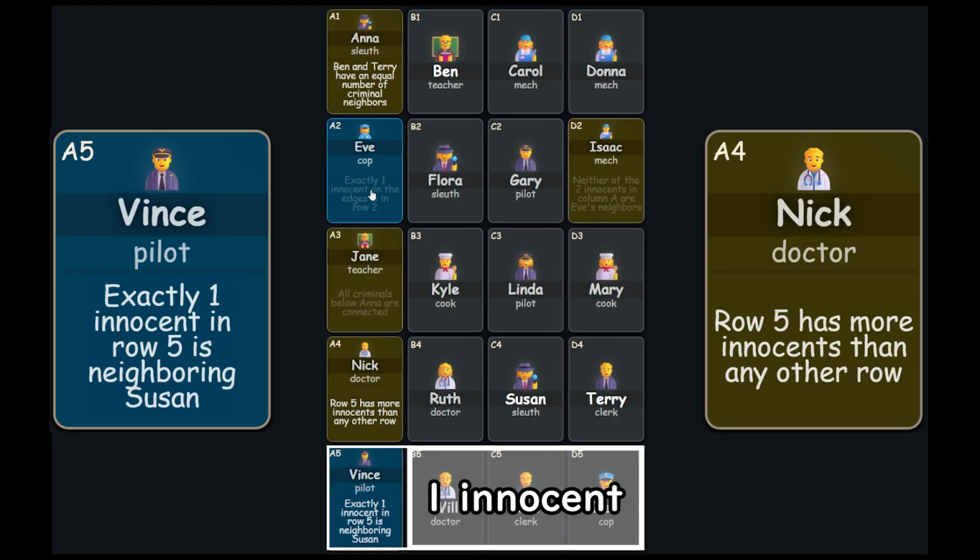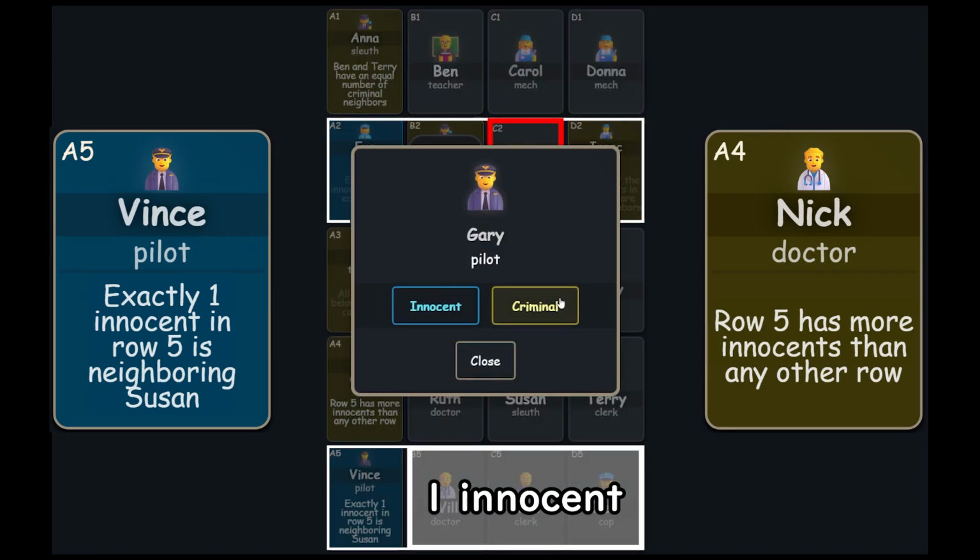Now take a look at Nick's clue. Row 5 is more innocent than any other row. We know that row 5 has two innocents, so all the other rows must have one or less. And if you look at row 2, there's already an innocent, so there cannot be any more innocents in this row. Mark Flora and Gary as criminals.